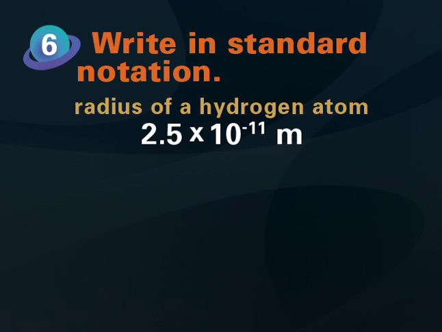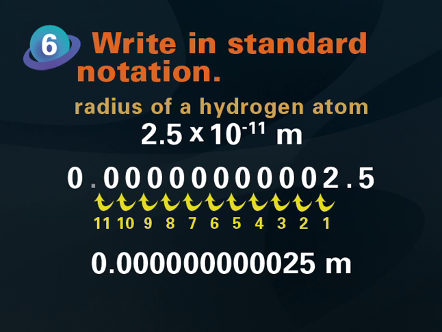In problem 6 of practice set 4, the radius of a hydrogen atom is shown. Write this number in standard notation. Move the decimal point 11 places to the left. Wow, that's tiny!